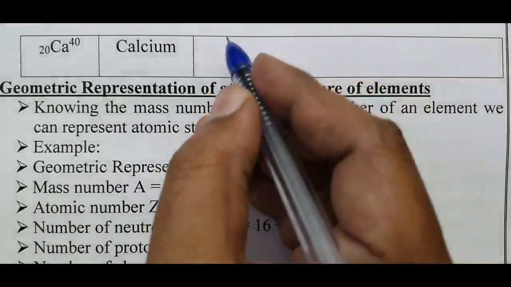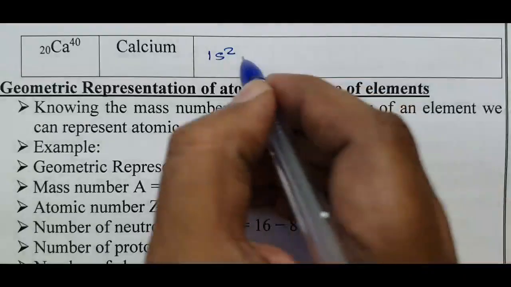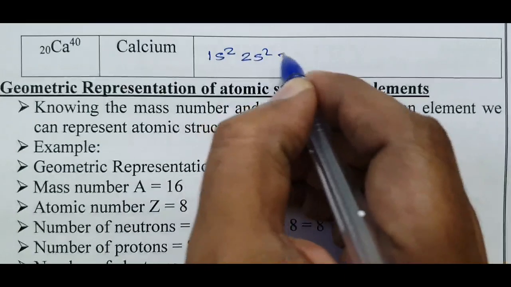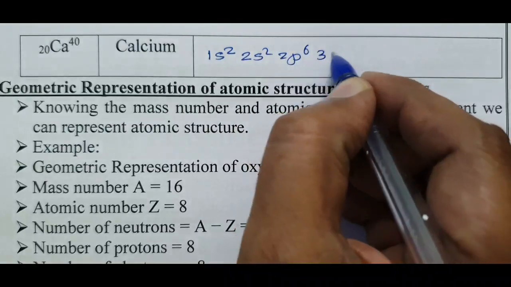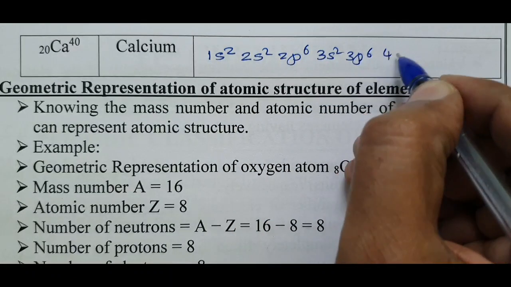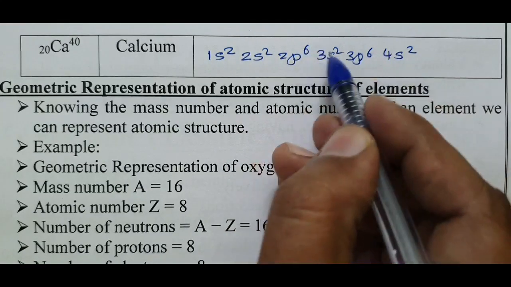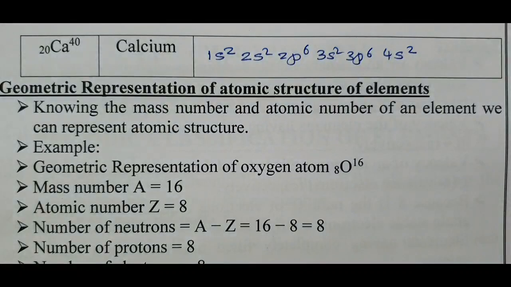Calcium, atomic number 20, electronic configuration 1s2, 2s2, 2p6, 3s2, 3p6, and 4s2. Here 10 plus 10 equal to 20. Calcium, atomic number 20.